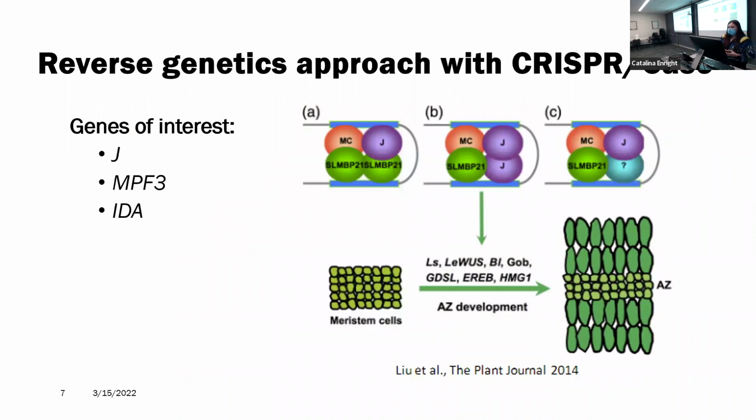So the 3 genes of interest that I'll be talking about today are J, macrocalyx, and IDA, which is downstream of abscission zone development. But what I'd like to point out here is that J and macrocalyx are MADS-box transcription factors, which in the literature have been found to interact and form protein complexes with other MADS-box transcription factors. And in this case, they are developing the abscission zone cells, or inducing abscission zone development. So I will be targeting these to hopefully knock them out and then reduce any abscission zone formation.